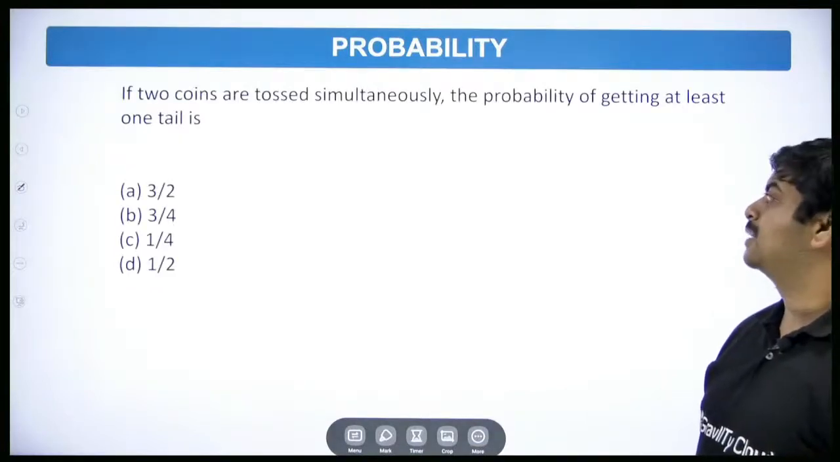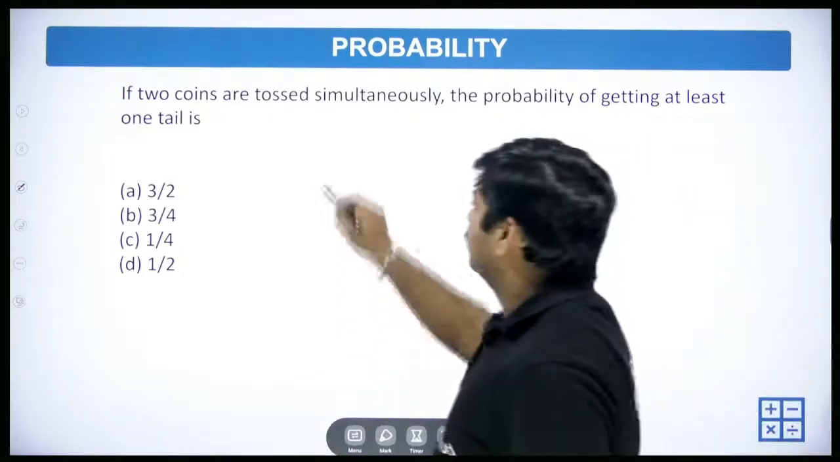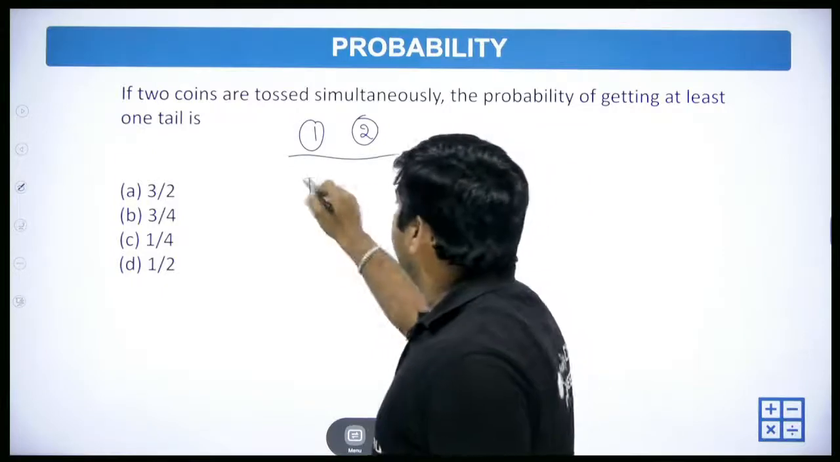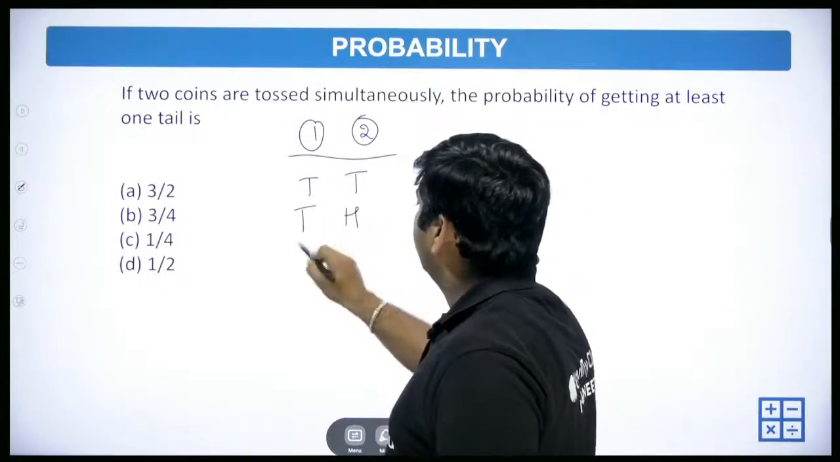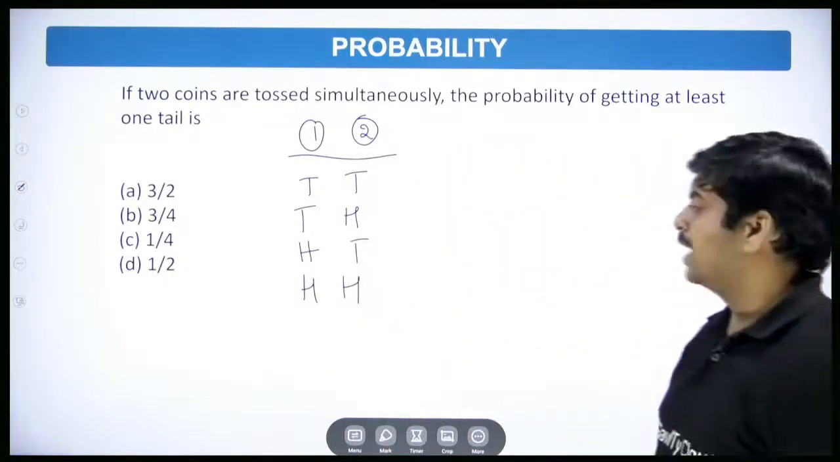If 2 coins are tossed simultaneously, the probability of getting at least 1 tail. 2 coins, that means the first coin and second coin. So now tell me how many possibilities are there? Tail tail, tail head, head tail, and head head. When 2 coins are tossed, we have 4 possibilities.